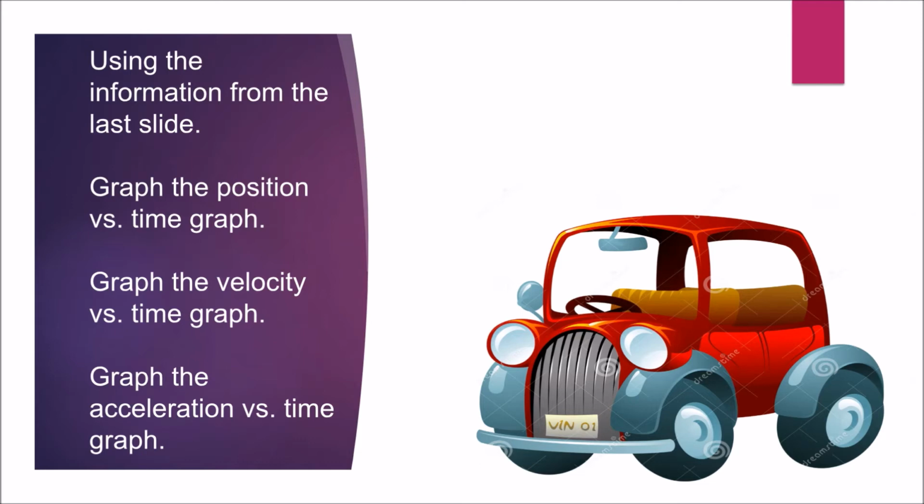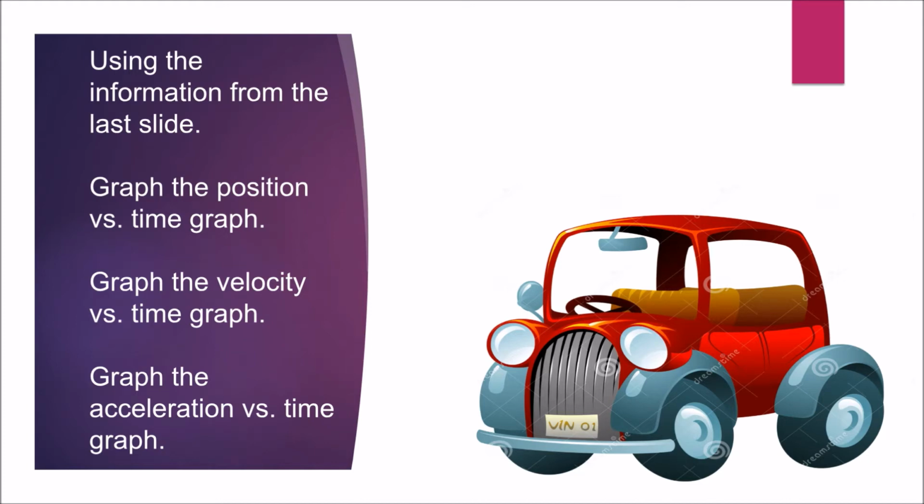Likewise, using information from the last slide, let's graph our position, velocity, and acceleration. Again, let us talk briefly about what we expect to happen. We have an object that is accelerating, getting faster and driving away from the origin. So we would expect our position versus time graph to show that the position is becoming more positive and the line to get steeper and steeper.